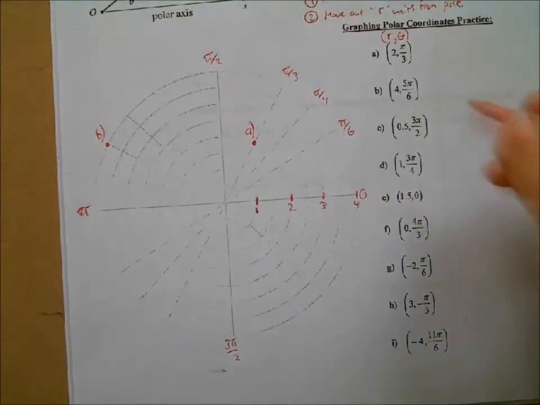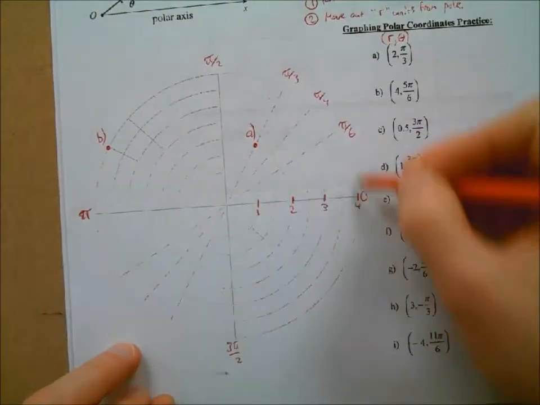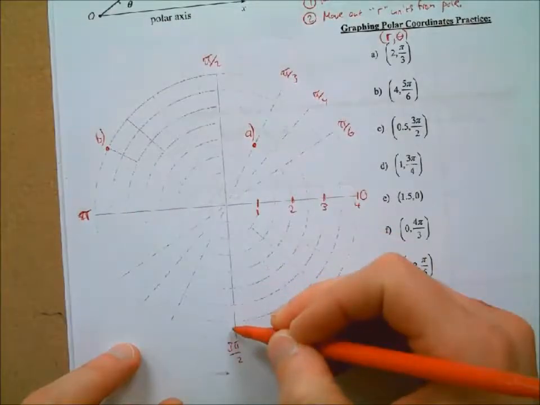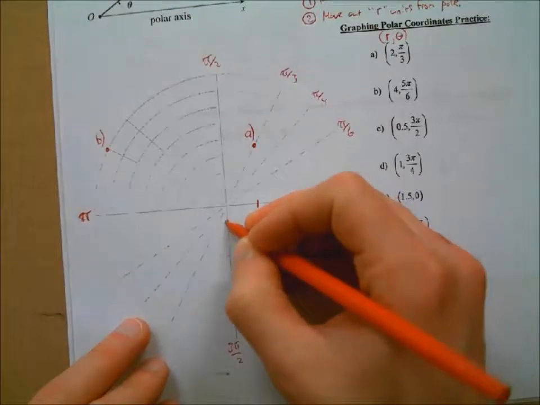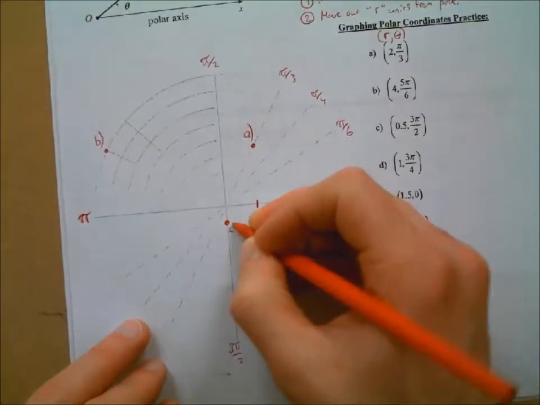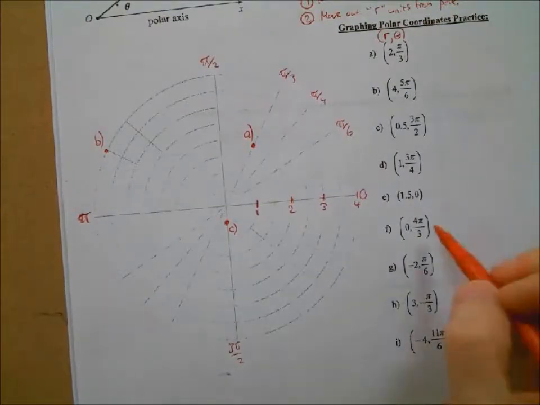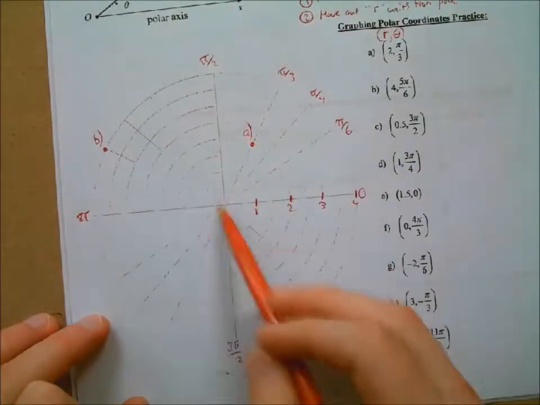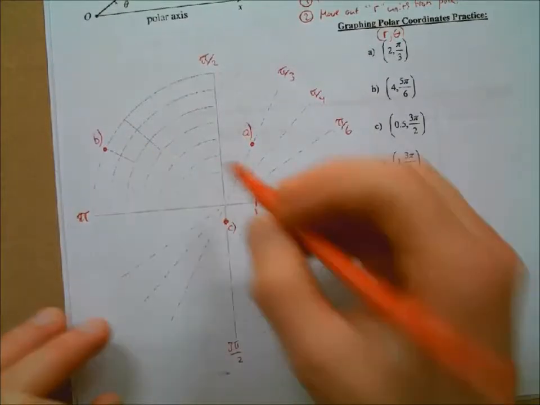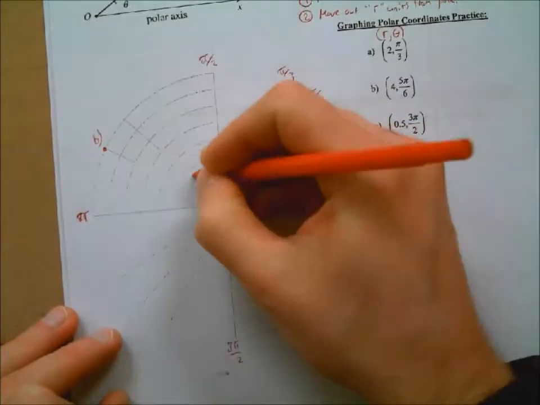So letter C, 0.5 comma 3 pi over 2. We'll rotate from the polar axis around 3 pi over 2 to here. It's along this ray, and we're going to go 0.5 toward it. So that's that inner ring right there, and there's letter C. Let's see here. 1 comma 3 pi over 4. 3 pi over 4 we know is in the second quadrant, and it's going to be this ray right here. We're going to go 1 out from that, so 1 half, 1. And there's point D.